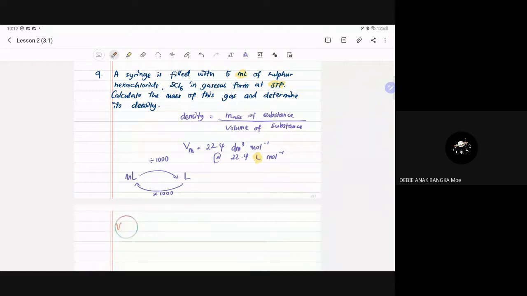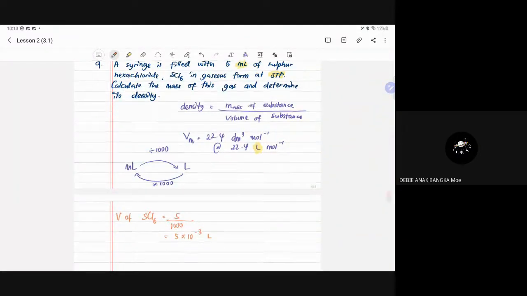So, volume of SCl6 is equals to 5 ml. Kita kena bagi dengan 1000. So, 5 divided by 1000. We should get 5 times 10 to the minus 3 liter.